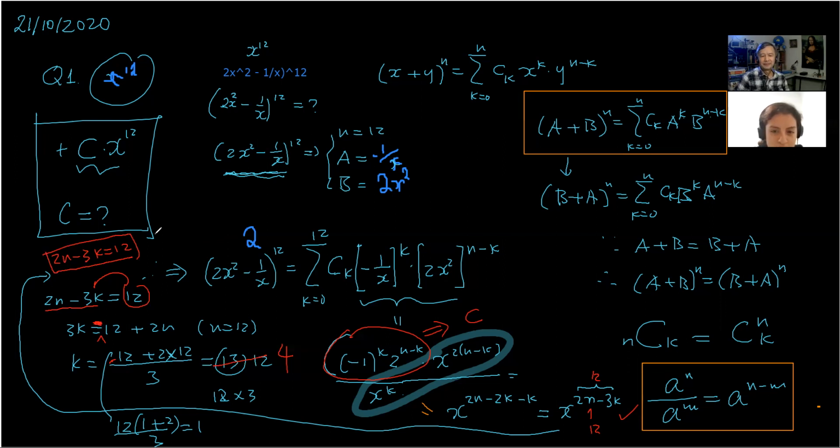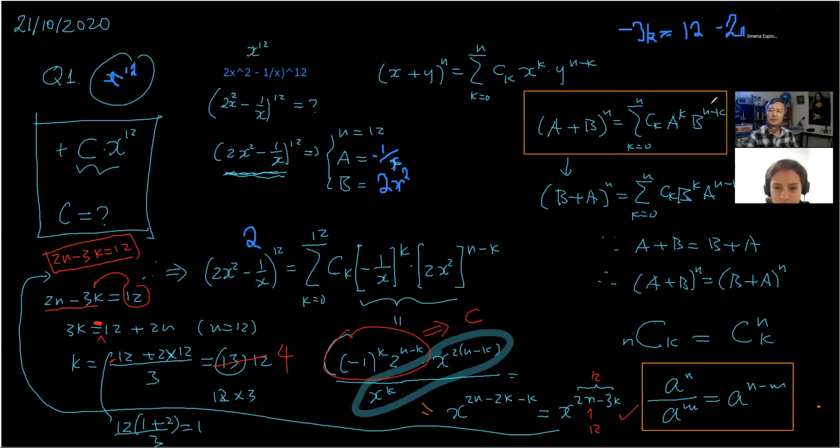So I could do this: negative 3k equals 12 and take 2n. Yeah, you can do it that way, or a different way. And then bring the 3 over here. Which would make a negative, divided by negative 3. Negative 3, if you wish.